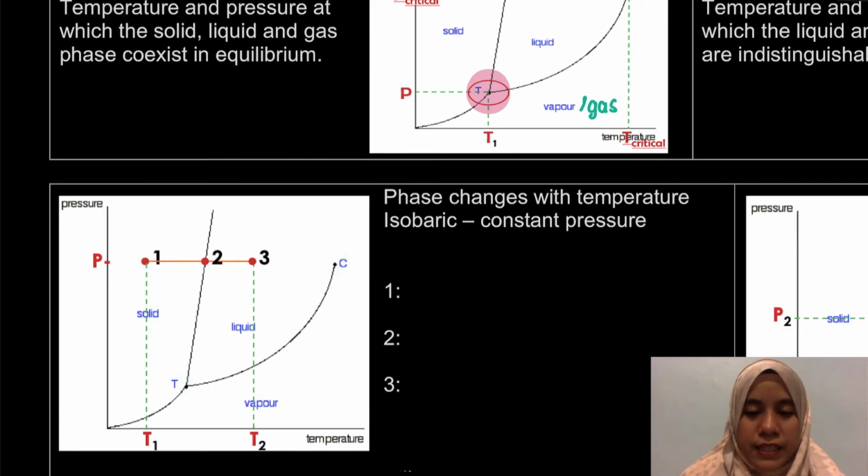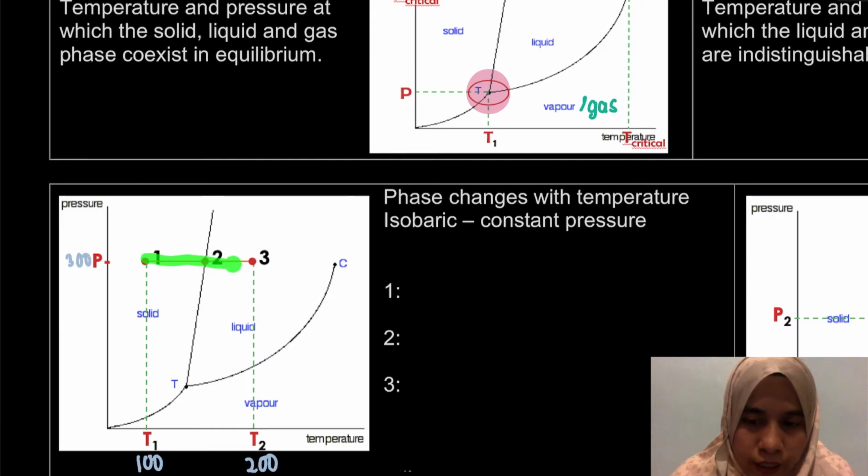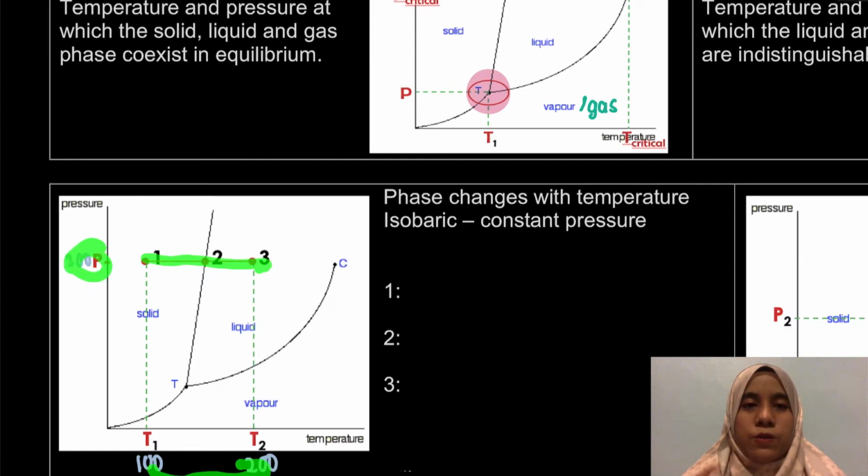In this example, we want to see how the phases change with temperature. For example, here Miss sets the temperature at 100, and here, of course, it's above, so 200. In this case, we are going to change the temperature, but the pressure stays the same, say 300. As we can see, from point 1 until 3 the temperature is increasing, but the pressure is the same. When the pressure is the same, we call it isobaric, which is constant pressure.